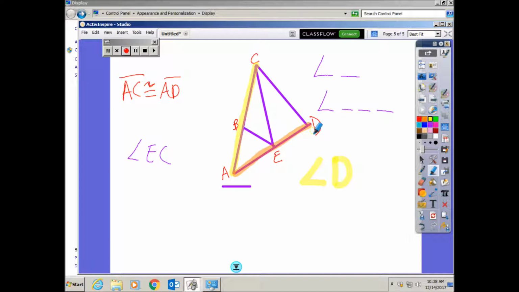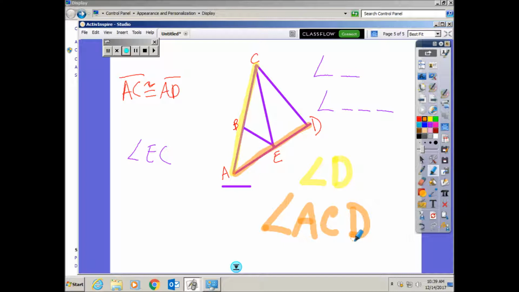Now, what angle is opposite AD? ACD. And this one I can't just say C because there's more than one angle. Now, do you notice if this helps you? ACD, right? And the C is in the middle, is opposite what line? AD. And AD is the first and last letter in this angle. So maybe that helps you a little bit.